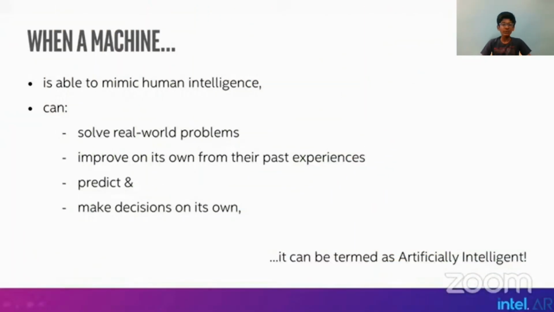Now, we will see what is meant by an AI. When a machine is able to mimic human intelligence, that is, when a machine can solve real world problems, improve on its own from its past experiences, predict and make decisions on its own, then it can be termed as artificially intelligent or an AI.